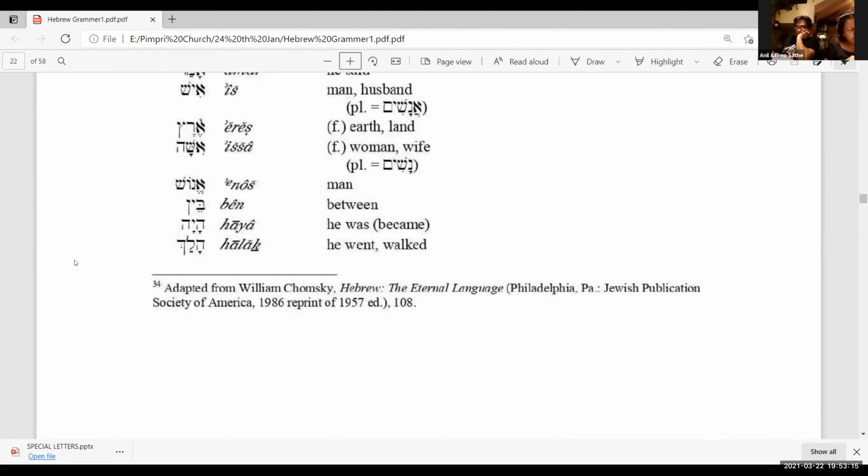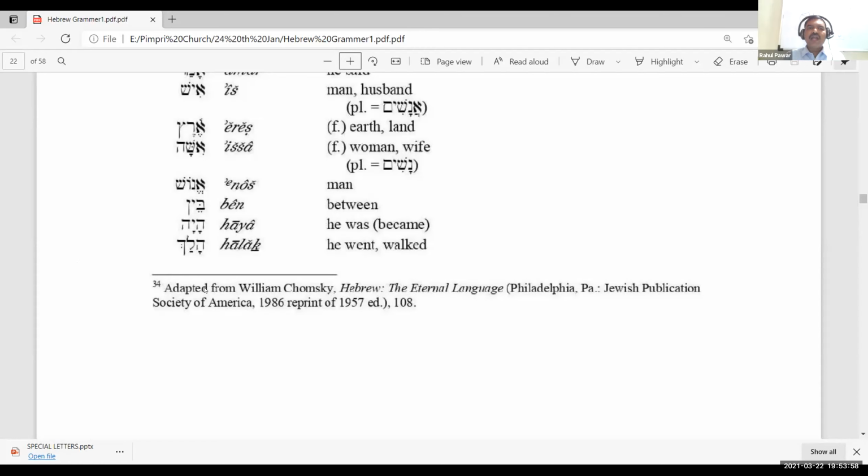Then Enosh. Enosh means man. It is a synonym of Ish, that is man. Then Ben. Ben means between. After that, second last is Haya. Haya is he was, he exists, he became. From this root word Haya, the word derived is Yahweh. The root word is Haya.